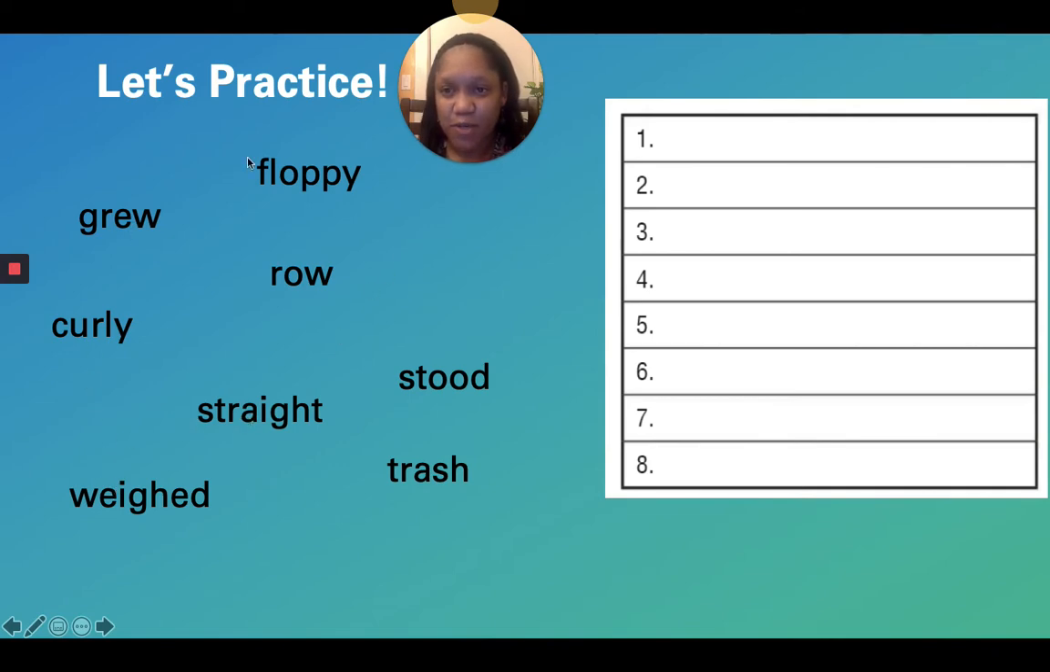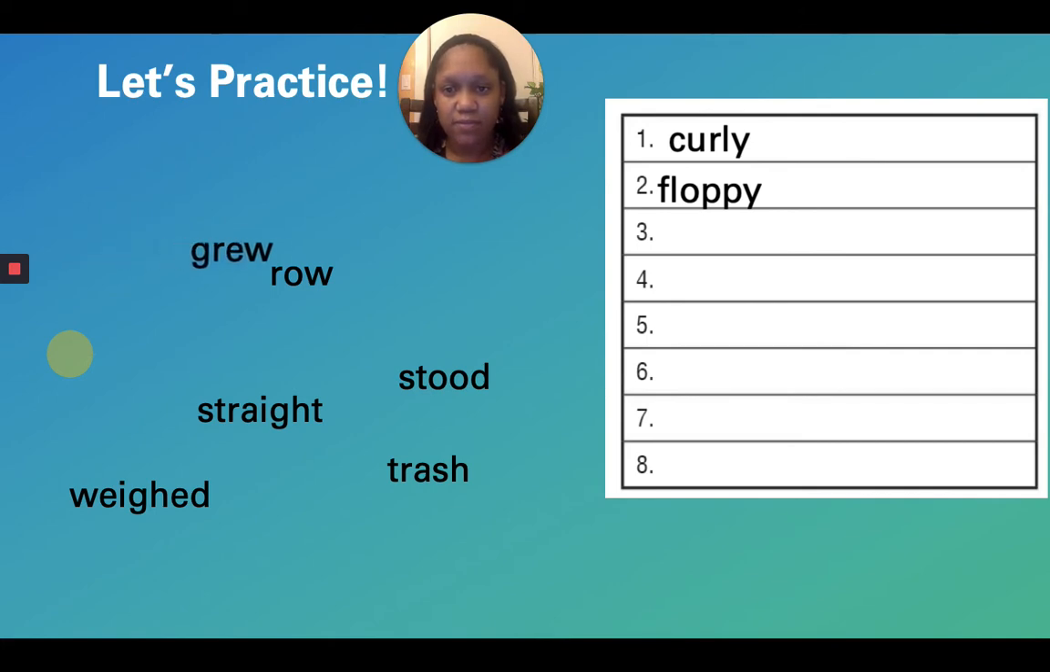Okay, so looking at all of these words, which word comes first? Which one has a letter that comes first when you say the ABCs? If I'm saying it, A, B, C. Oh, C is the first letter, and I know we have a C word right here. So that means curly is first on our list. What is next? Okay, so C, D, E, F, right? That means floppy is our next word. I know G is next, so that one is fast. Grew is the next one.